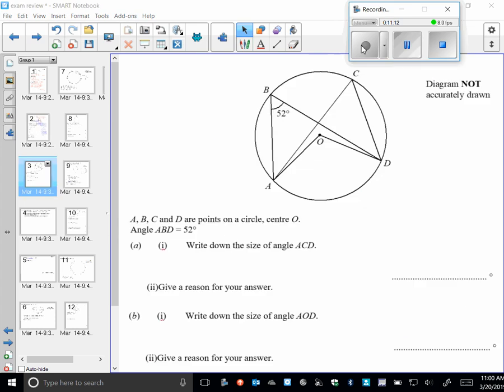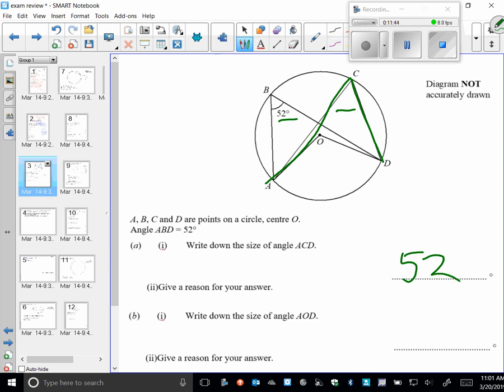Okay, so the angle ACB. But we know that it's this one because angles that are in the same segment, or on the same arc, are equal. So it's 52, because you can kind of just see it.